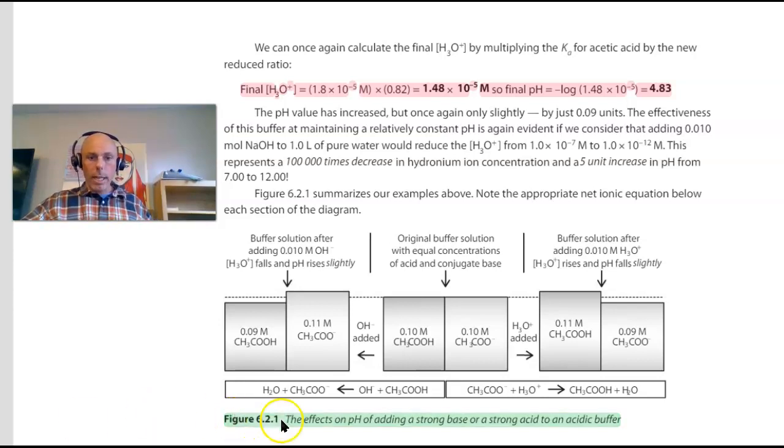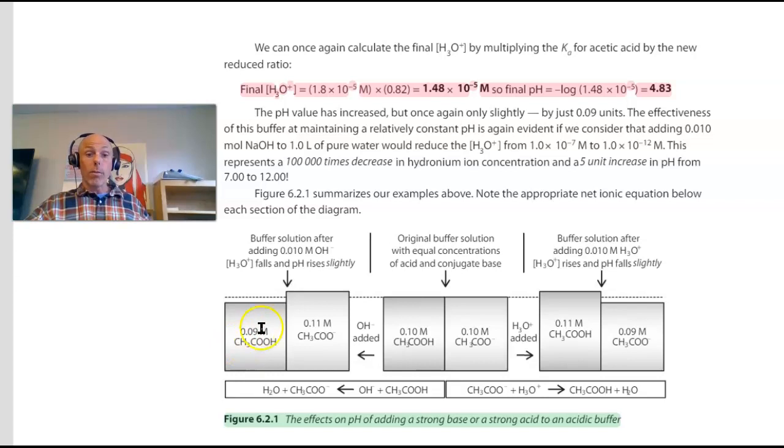Figure 6.2.1 here in green is a nice summary of what we've just seen. When the concentrations of weak acid and conjugate base are equal, the hydronium concentration equals the Ka of that weak acid, or the pH equals the pKa. If strong base is added, that reacts with the weak acid. The amount of base that's added is the decrease that the weak acid undergoes and the increase that the conjugate base undergoes, because weak acid is converted to conjugate base.